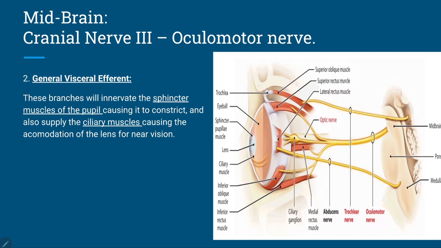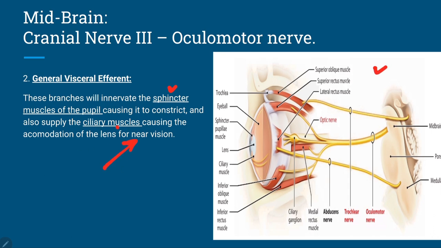The second part of the supply or function is the general visceral efferent, which means that these branches will innervate the sphincter muscles of the pupils, causing constriction of the pupils, and then it will also supply the ciliary muscles, which cause the accommodation of the lens for near vision.